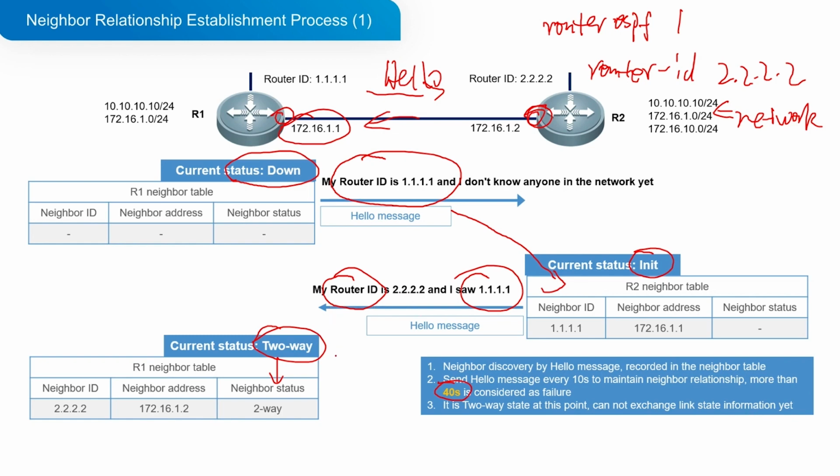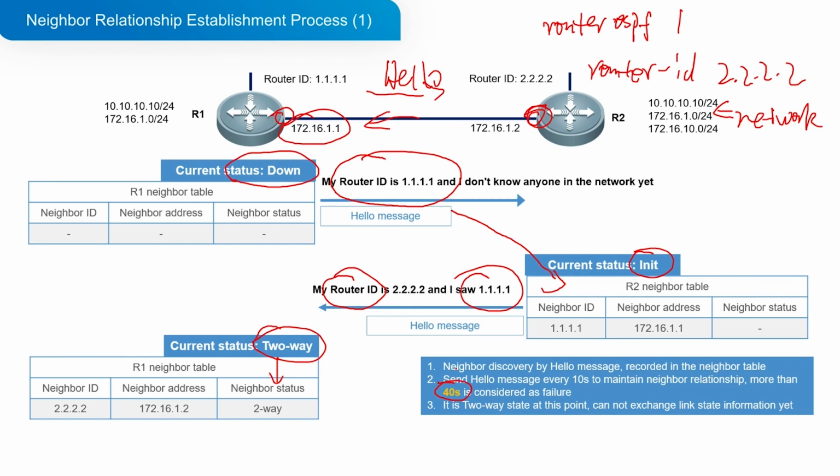So it means when the two routers build the relationship, it is a two-way state. And in the two-way state, the two routers can't exchange LSA information. So R1 can't learn the segment information from R2, and R2, of course, can't learn the topology or network information from R1, because now R1 and R2 have just built the two-way relationship, not the full state. So now we can't exchange LSA information between each other. Okay, so the state in which we can exchange link state is actually the full state.